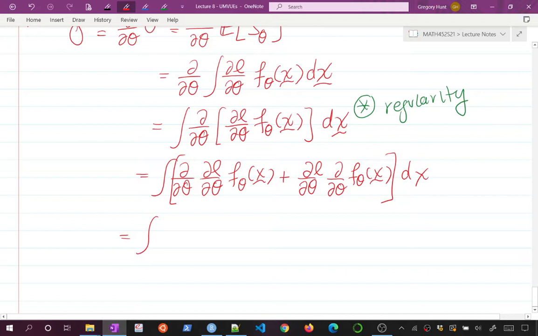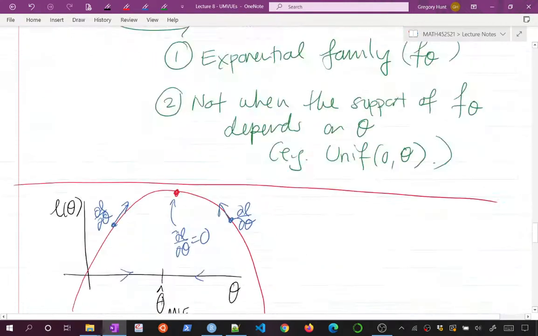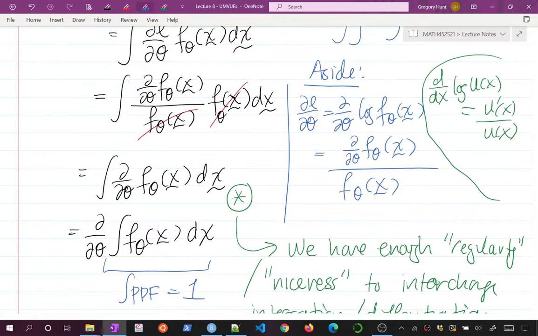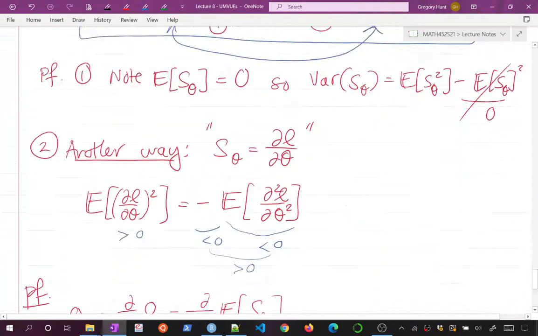So let's just combine some things. We have our integral, now we have d squared l d theta squared, right? We multiply by f theta. And then we have the second part, which is dl d theta times the derivative of f with respect to theta. Now, if we go back up to our previous proof here, we're going to use this fact, which is that we said dl d theta can be written as the derivative of f with respect to theta over f. So let's place that in there.